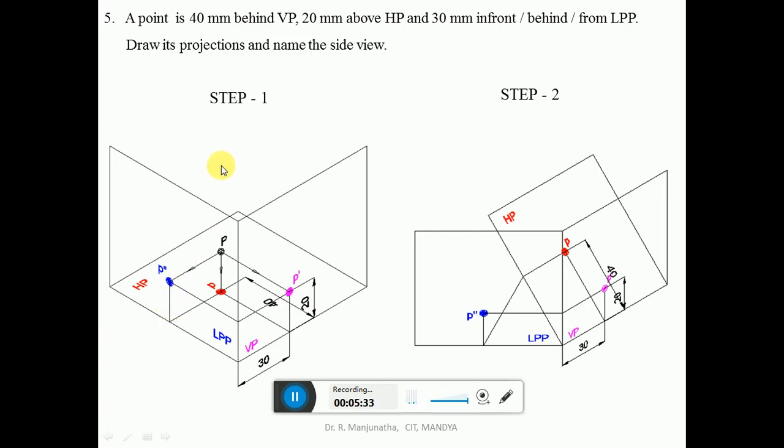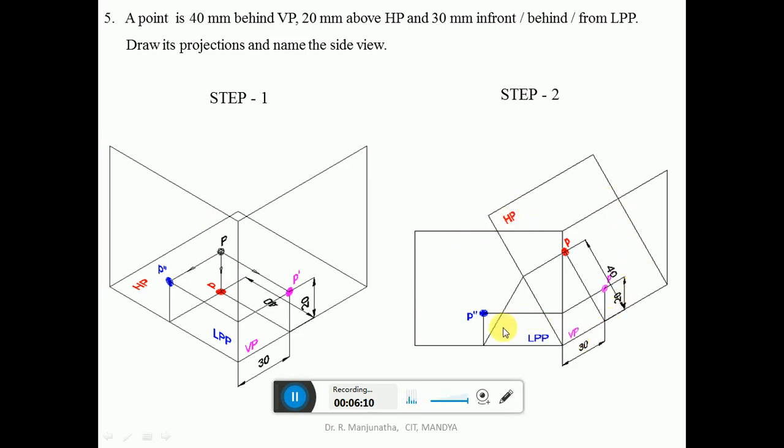And also when you look from the top view, the distance behind VP is seen, so that distance is also seen when you look from the left side view, that is behind VP. So when you look from the left side view, we can see the distance of both above HP and behind VP. That means the front view and also the top view distances can be seen from the left side view. So this is how we can analyze the problem. When we cut it here and open, that means when you rotate this horizontal plane above and the left profile plane to the left side, this is how it will look.